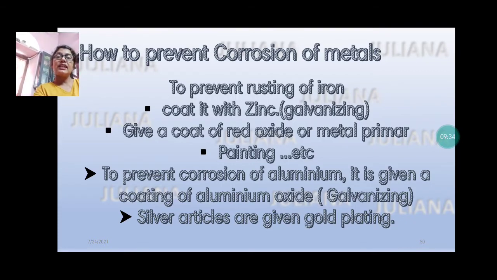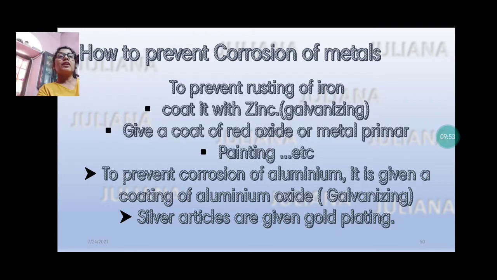What is galvanizing? Giving a coating of zinc to iron. Then giving a coating of red oxide, which is normally called a metal primer, to iron articles like our iron gates. We give it a primer of red oxide. Painting could be another option.